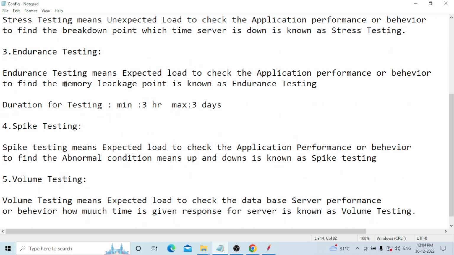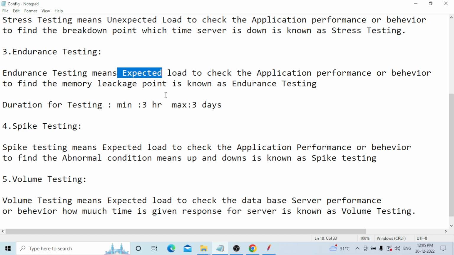And the third one, endurance testing. Endurance testing means applying the expected load to check the application's performance or behavior, to find the memory leakage point. The duration of testing is a minimum of 3 hours, maximum 3 days. This is just an example only, not a constant value. For endurance testing you run only the expected load, but for a longer duration, and you need to find the memory leakage point.